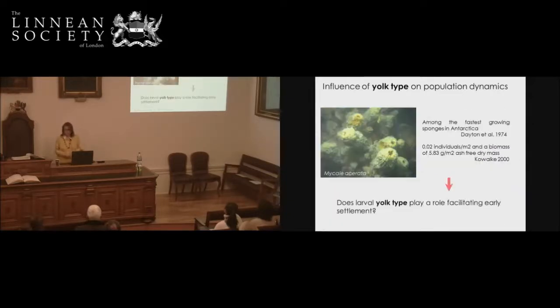So we wanted to test if that is the case for some species of sponges. And we had this beautiful sponge in Antarctica that is called Mycale acerata, and is among the fastest growing sponges in Antarctica, and I can say everywhere else as well. It's not extremely common, but when it's common, the whole wall and the whole boulders are absolutely covered by this sponge, and it can be my size, which is not very big, but for a sponge it is. So we wanted to know if larval yolk type may play a role in facilitating early settlement.